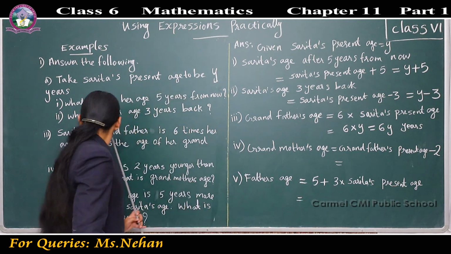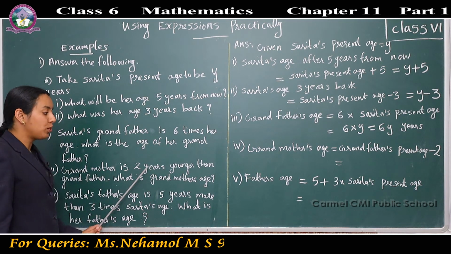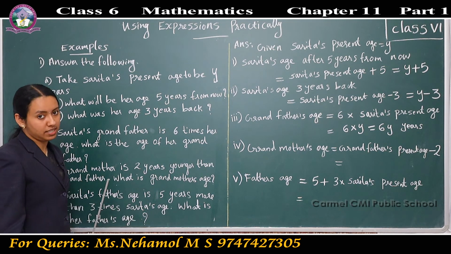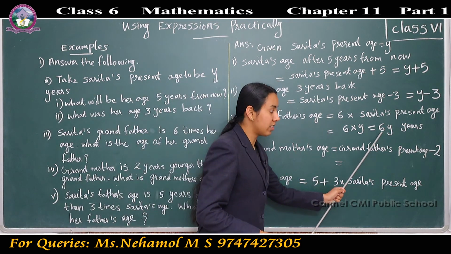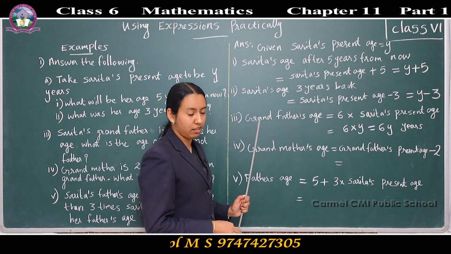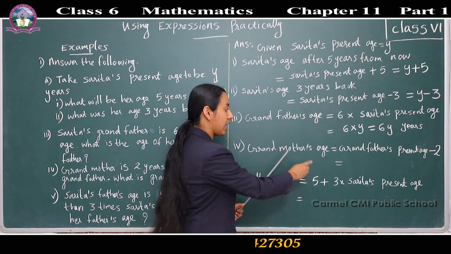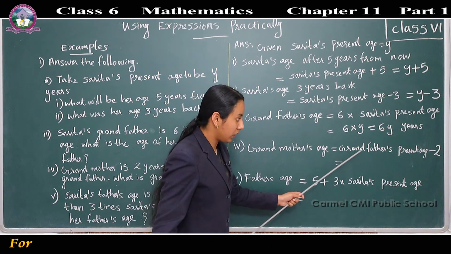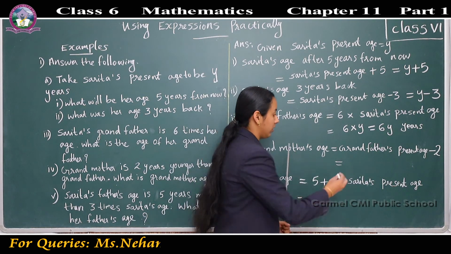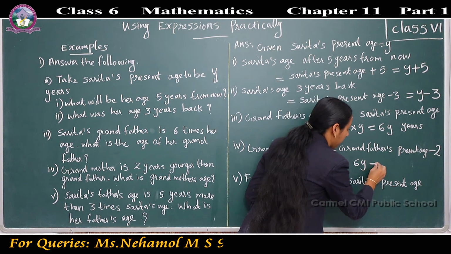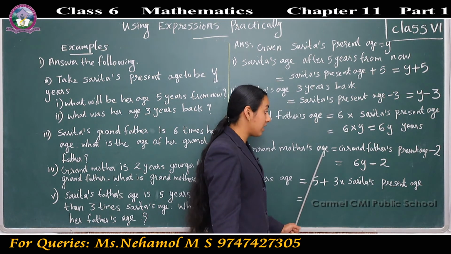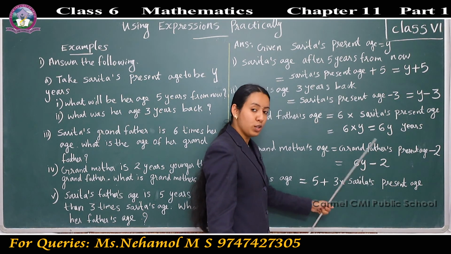Next question. Fourth one. Grandmother is 2 years younger than grandfather. What is grandmother's age? Grandfather's age is 6y years. Grandmother is 2 years younger than grandfather. So grandmother's age is equal to grandfather's present age minus 2. That means 6y minus 2 years.